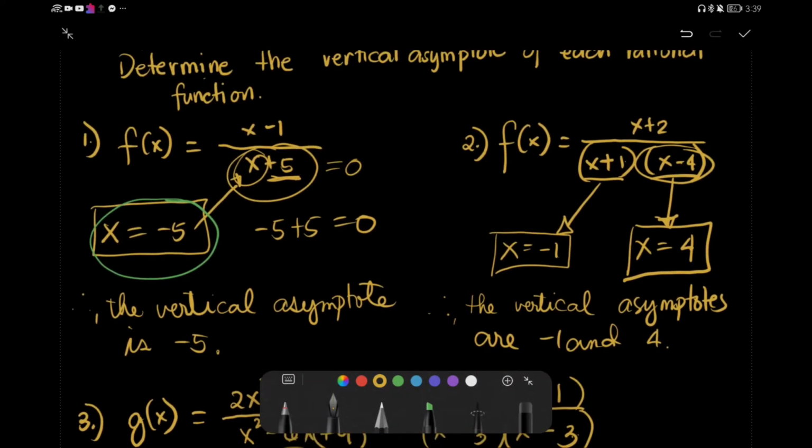Now, let's go back to number 2. Negative 1. Negative 1 plus 2, that is 1. 4 plus 2, that is 6. So, the numerator is not 0. So, our answers are okay.